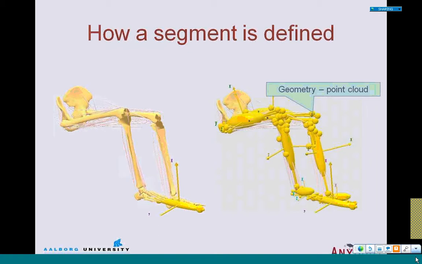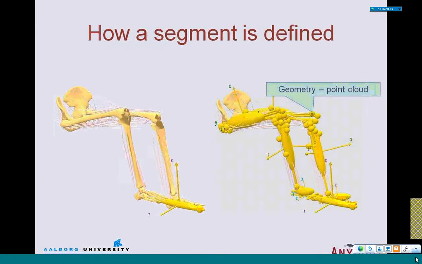mass properties represented by these ellipsoidal potatoes in the middle of the segment, and also a set of points that move in the local reference, or that are fixed to the local reference frame of the segment, and those are the yellow pinheads that you see sticking out of the potato. That's really all that there is to a segment.